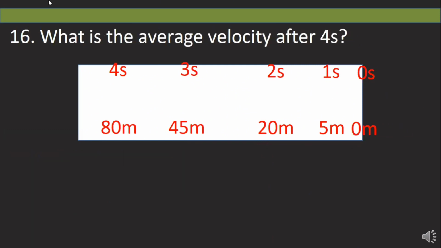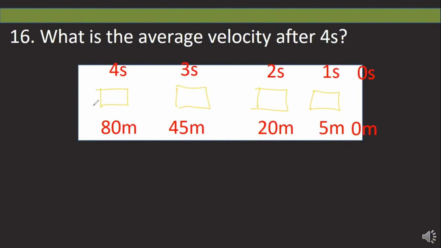Okay. How about the continuation of the question? What is the average velocity after 4 seconds? So let's try to draw first the car. Okay, we have here the car. This is the car at 1 second. This is the car at 2 seconds, the car at 3 seconds, and the car at 4 seconds.